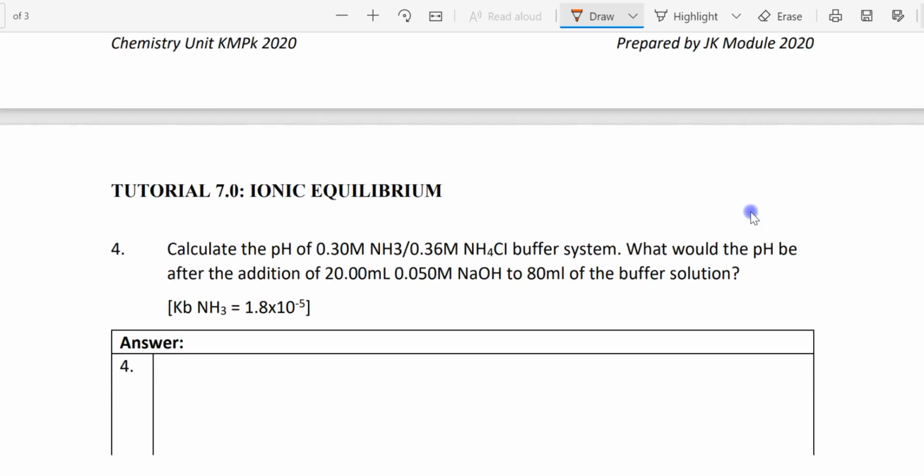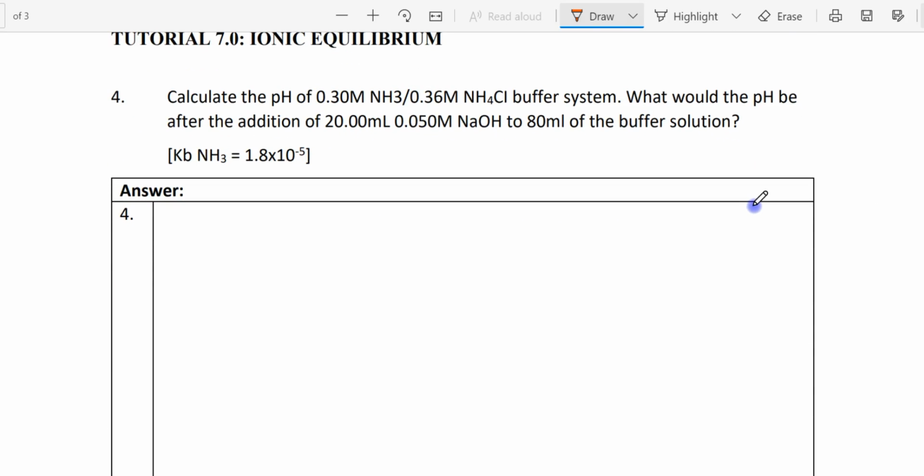Alright, and the last question for this tutorial is question number 4. Calculate the pH of a 0.3 molar NH3 and 0.36 molar NH4Cl buffer system. What would be the pH after the addition of 20 ml of 0.05 molar NaOH to 80 ml of the buffer solution? Alright, so for the first question here, calculate the pH of the buffer system. That means the buffer before the addition of the strong base.